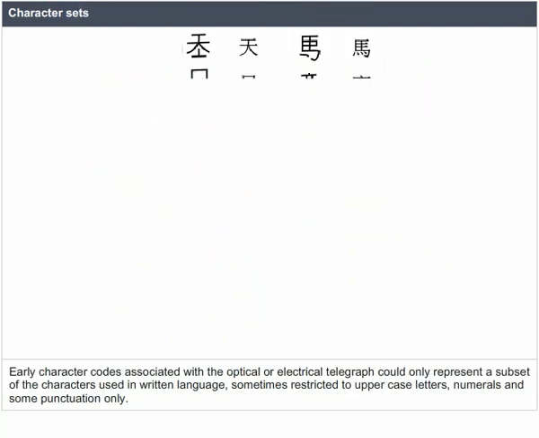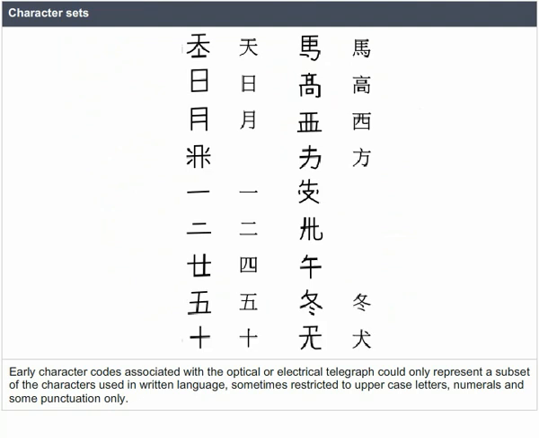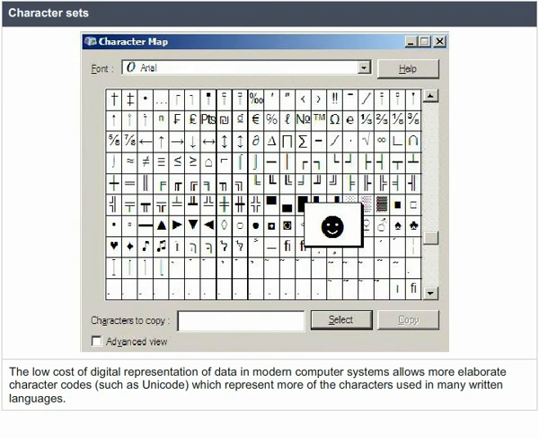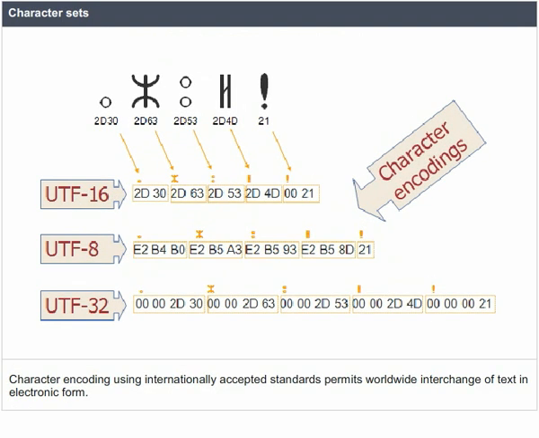Each character code associated with the optical or electrical telegraph could only represent a subset of the characters used in written language, sometimes restricted to uppercase letters, numerals, and some punctuation only. The low cost of digital representation of data in modern computer systems allows more elaborate character codes, such as Unicode, which represent more of the characters used in many written languages. Character encoding using internationally accepted standards permits worldwide interchange of text in electronic form.